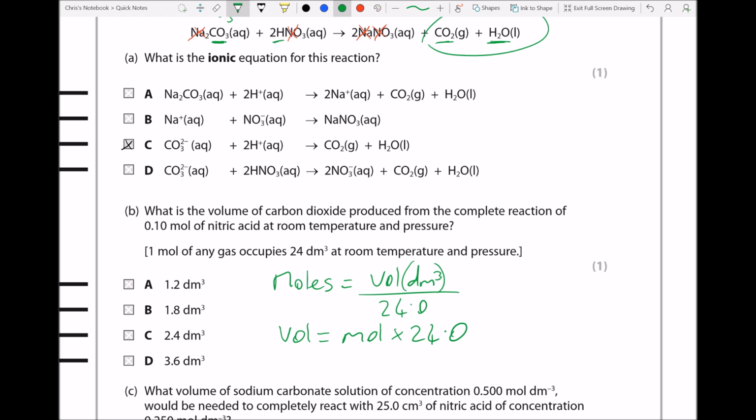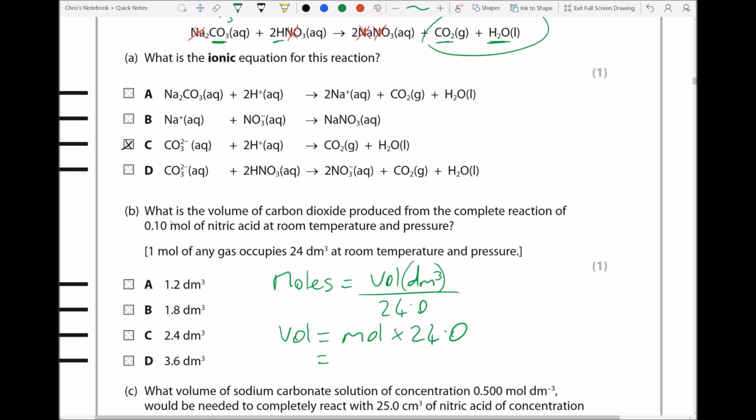Okay, so now this is the tricky bit, because yes, we do know the moles of nitric acid, but we want to work out the number of moles of carbon dioxide produced. Now, if I go back up here, you can see there's the reaction that we're using.